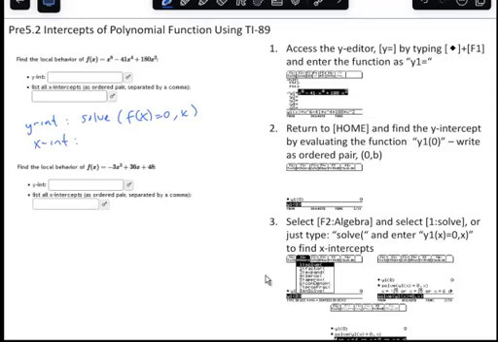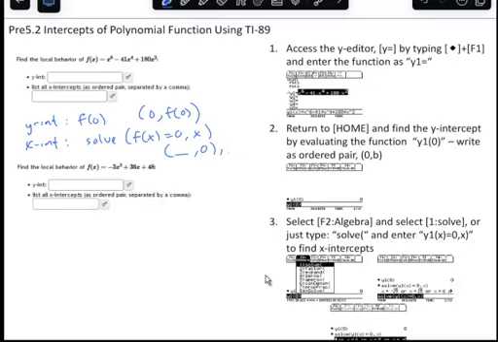what you're going to do is, let me go back. I had those backwards. All right, so to find your y-intercepts, you're just going to evaluate your function for 0. Okay, and that's going to give you your y-intercept. And then to find your x-intercepts, you're going to use the solve feature, take that whole function, set it equal to 0, and solve for x. And this will give you all of your x-intercepts.